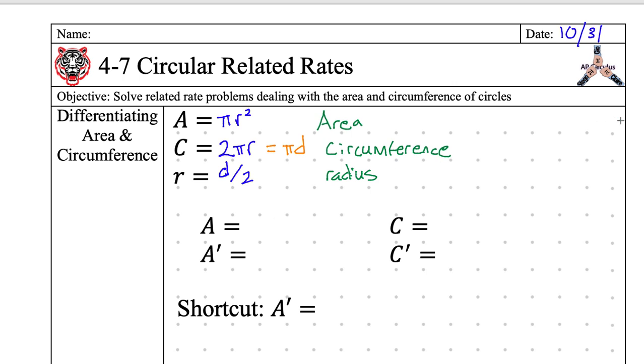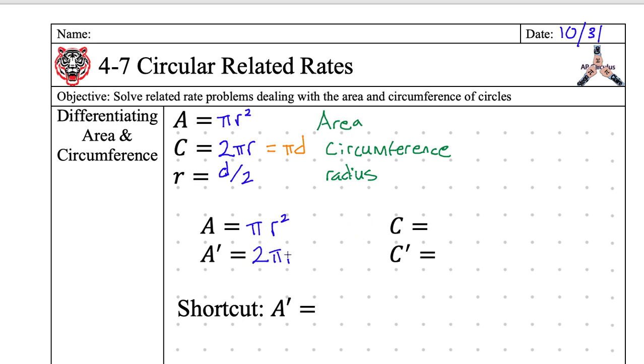Area again is pi r squared. What happens when I take the derivative with respect to t? Notice I don't have any t in here, which means it's like a y problem, where if I have a y squared, then it turns into 2y, y prime. You're going to have lots of r primes in these.